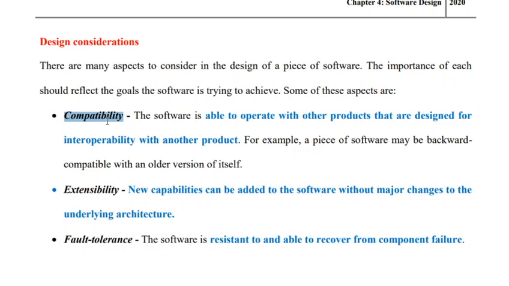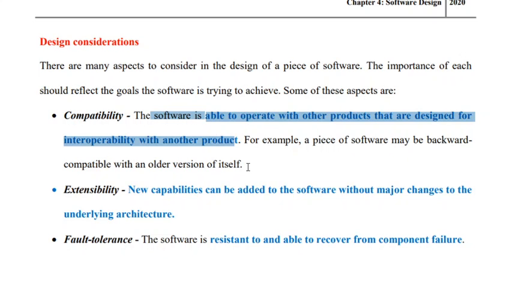So compatibility. Compatibility basically refers to a software design consideration that focuses on the ability of the software system to operate with other products that are designed for interoperability with the product taken into consideration. Whenever you build a software system, it should be capable of performing operations in collaboration with other products. For example, if you're building an e-business site, it should be capable of working with the payment gateway, with the courier services, and so on and so forth. So compatibility issues are definitely there.